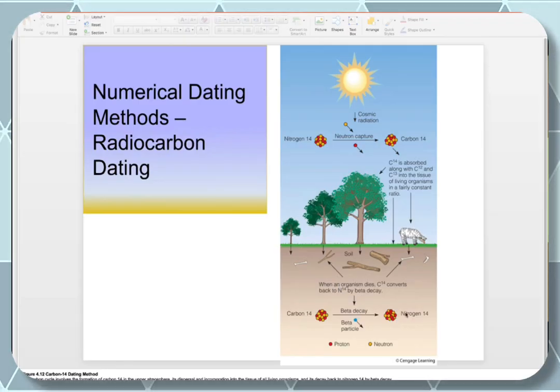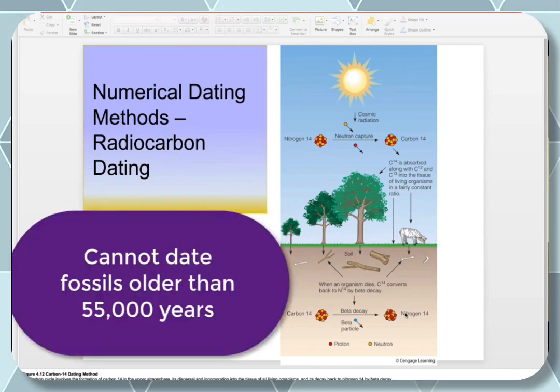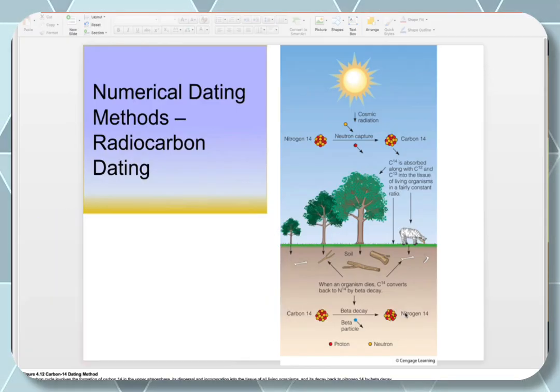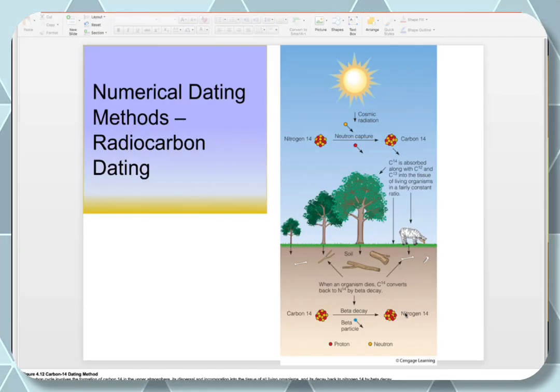One important thing about carbon dating, the half-life of carbon-14 is about 5,730 years. And so you really can't date anything older than about maybe 55 to 70,000 years. Some textbooks say 70,000 years, but really it breaks down anything much older than about 55,000 years. So it's really for younger deposits, like coal or charcoal or bones or something, but something that must have been around in the last 50,000 years or so.